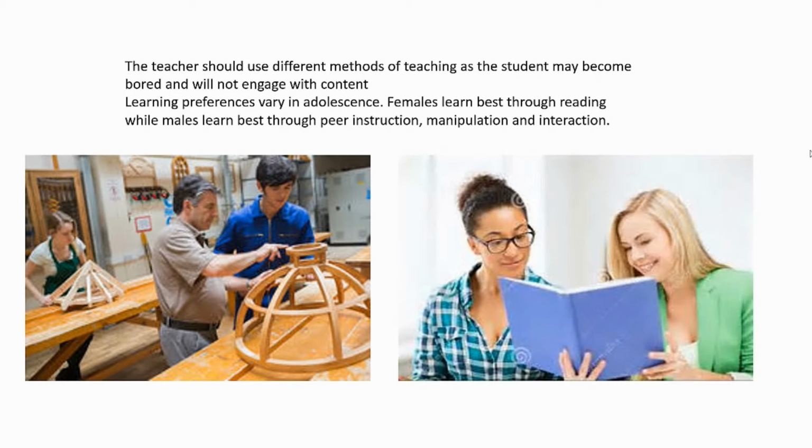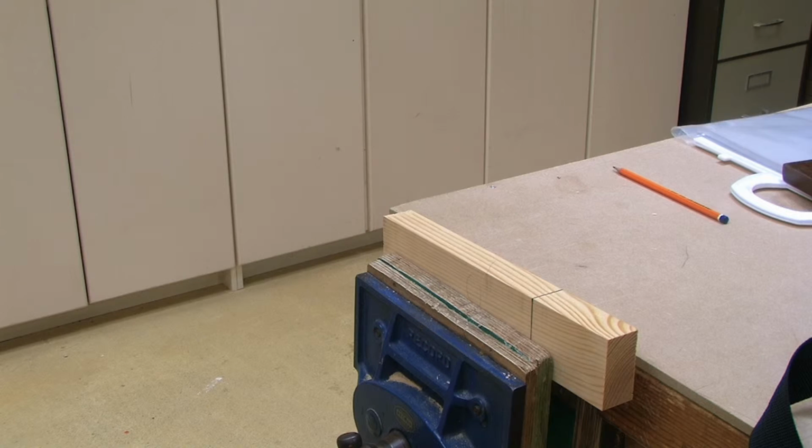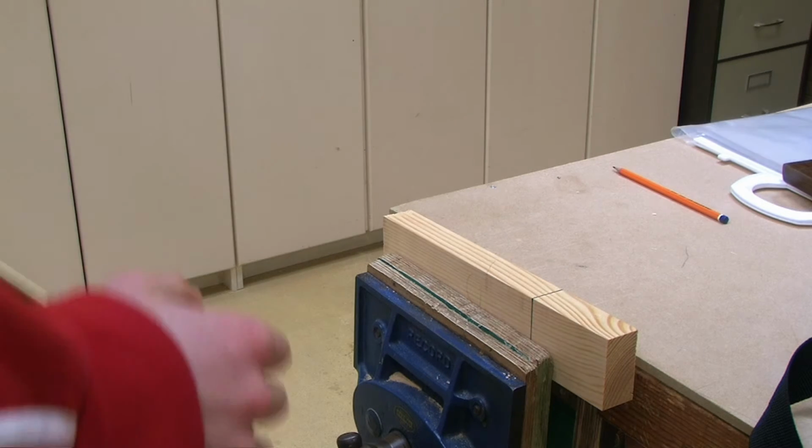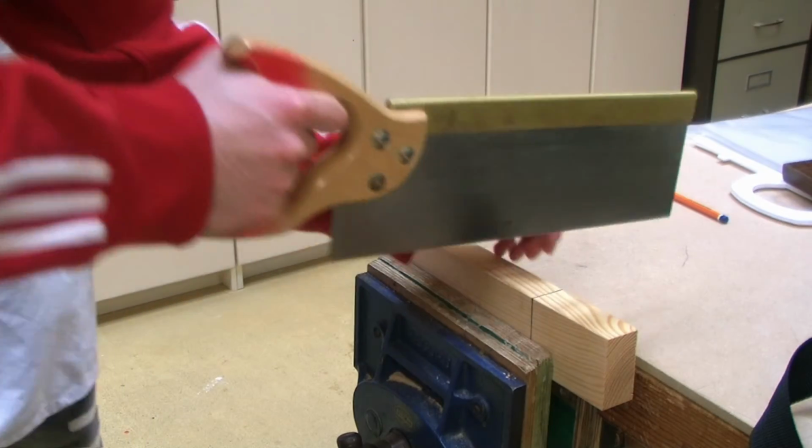To help students learn, teachers should use different teaching methods to keep them engaged, because not everyone learns in the same way. Girls engage with more theory-based learning, while boys like to interact and engage with content. We are now going to show you how peer instruction affects learning by using sawing and woodwork.